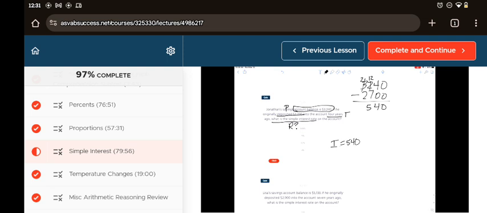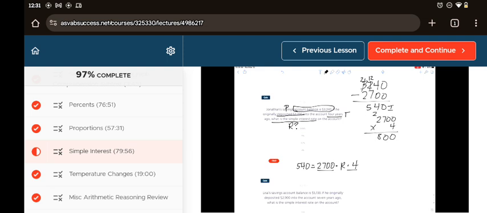So $540 is equal to principal, which was $2,700, the rate, which we do not know yet, and the time, which is 4 years. So first, we have to multiply these two numbers together. Let's do 2,700 times 4. 0, 0. 4 times 7 is 28, so I put an 8, carry the 2. 4 times 2 is 8, plus 2 is 10. There are no decimals, so that's it. We leave it just like that.